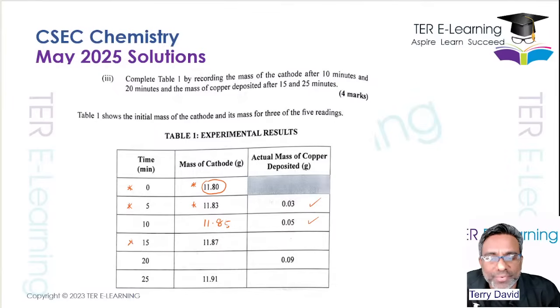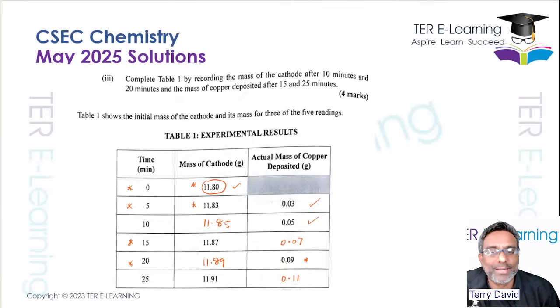Then at 15 minutes, you have 11.87, and this here is 11.8. So this is going to be 0.07. And for 20 minutes, the actual mass is 0.09, so this here is going to be 11.89. And then the final one is 11.91 minus 11.8, and this is going to be 0.11.